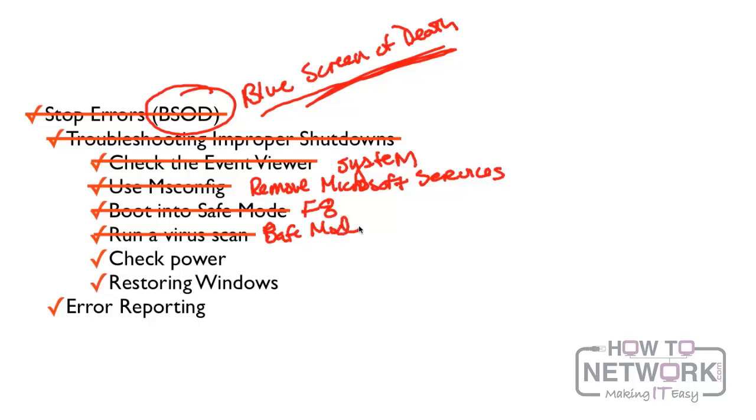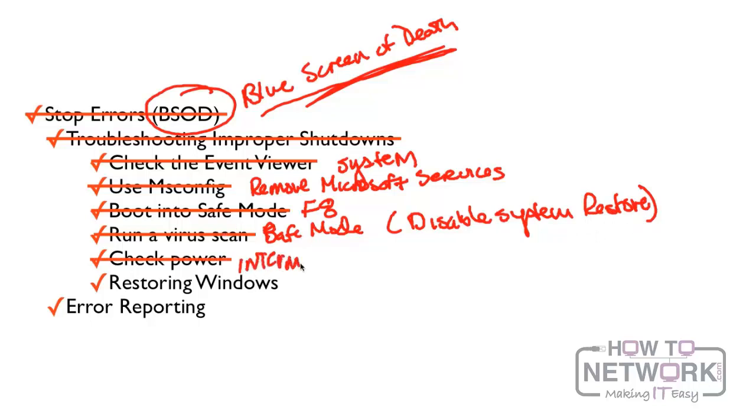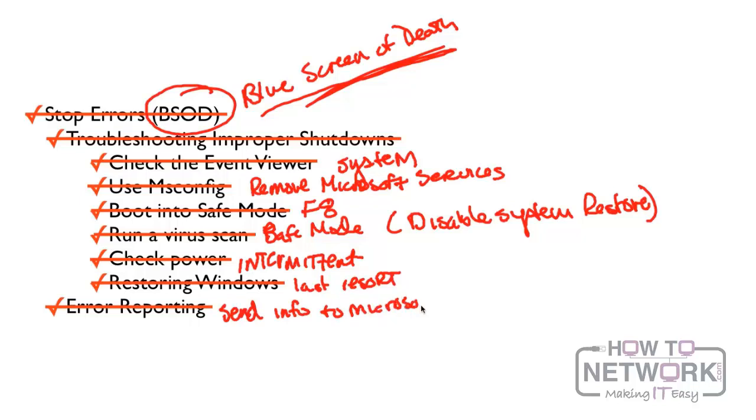The other thing is you always want to disable system restore before you remove a virus. We've mentioned that because you don't want the virus hiding out in the system restore. Check the power if you're having intermittent problems specifically. And finally, if you don't have any other options, as a last resort, you can restore or do a recovery installation of Windows. Finally, error reporting is going to have you send information to Microsoft if you so wish.